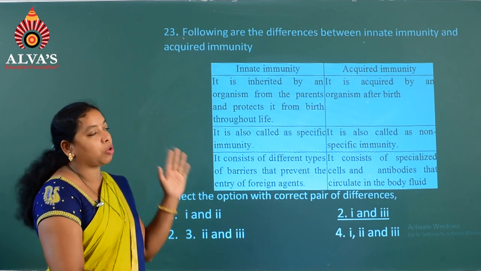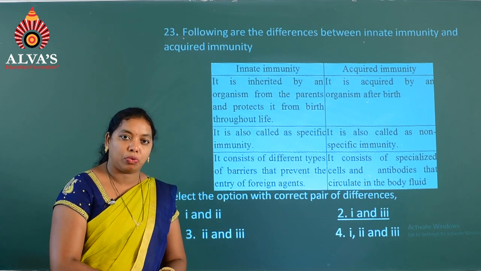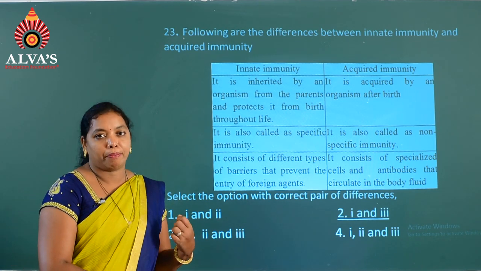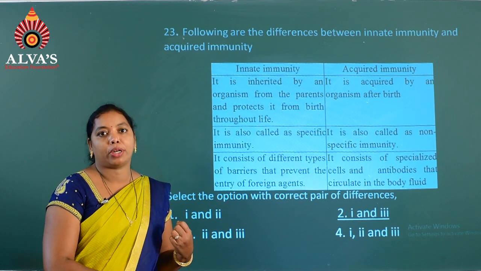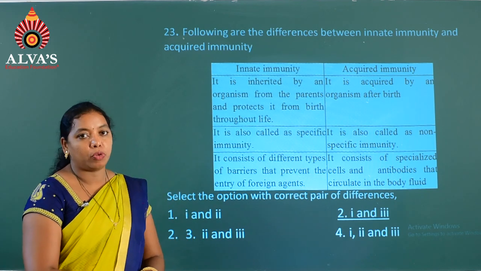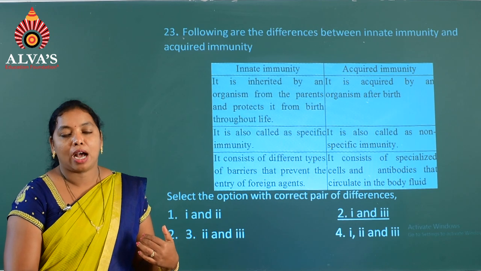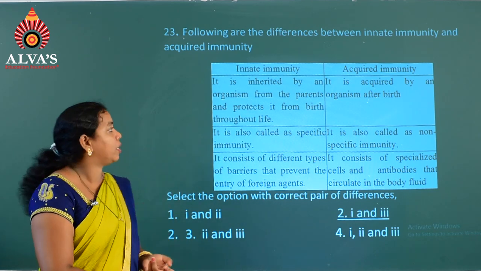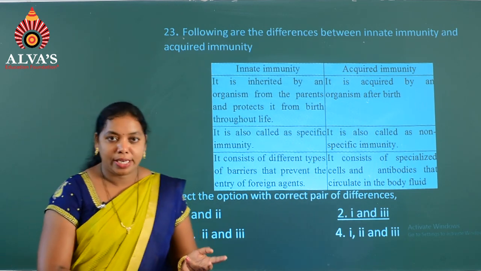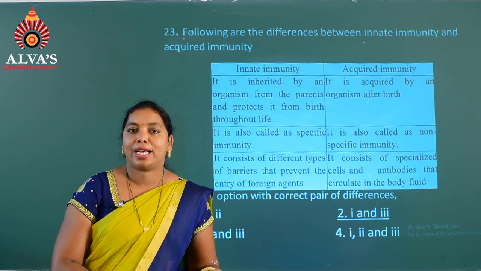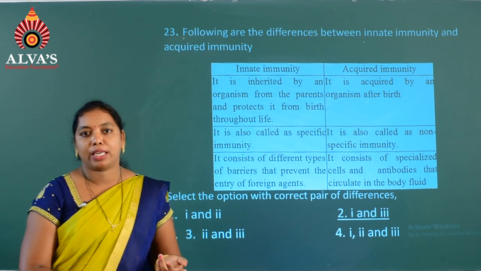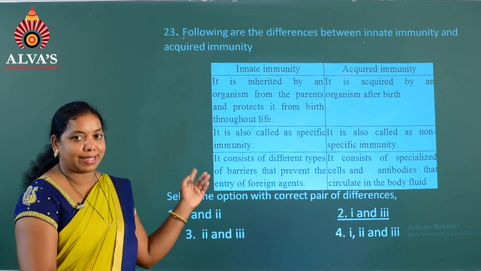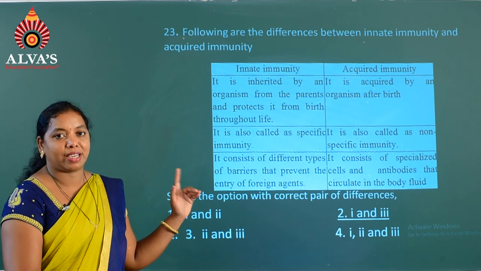When we go through the concept of innate immunity, we know that this is the type of immunity which is gained by birth and also remains throughout life. Whereas acquired immunity means which is acquired after birth, hence the first statement is true. The second one, innate immunity is also called non-specific immunity, and acquired immunity is called specific immunity, whereas that is interchanged in the question, that is why it is wrong.